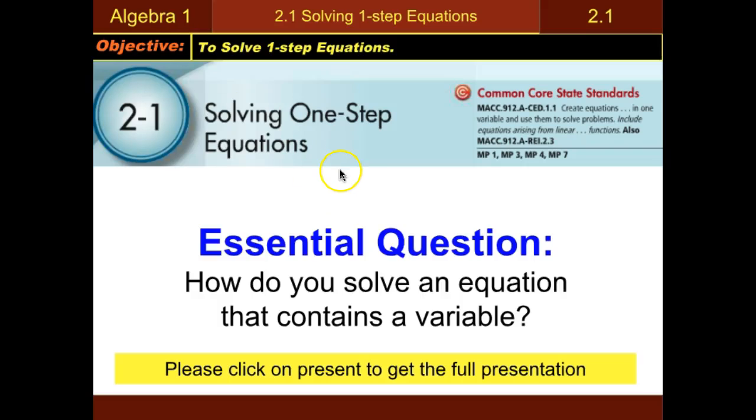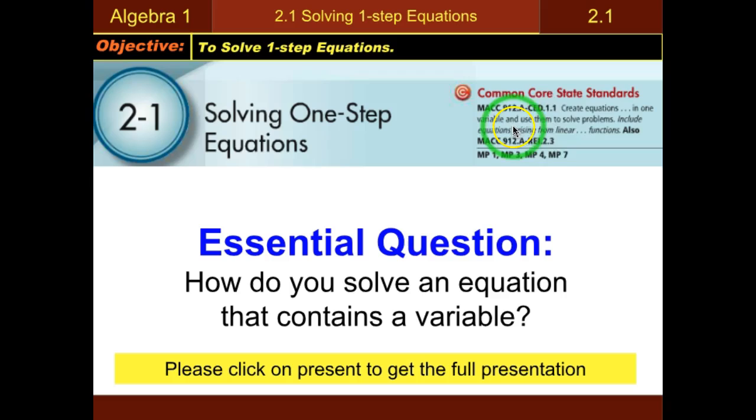All right, guys, so here's a quick overview of solving one-step equations. We'll talk a lot more in class, and obviously as we move to two-step and multi-step, it'll be kind of the same thing, and we'll revisit this a whole lot. So first of all, we have our standards over here, if that's something you're looking for.